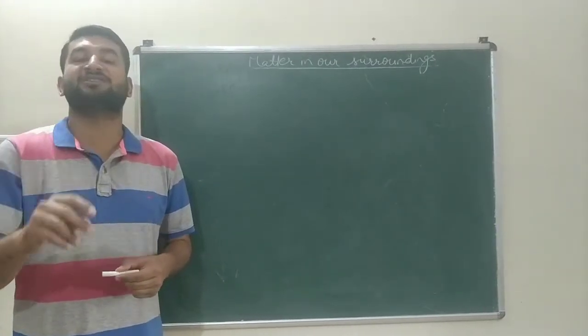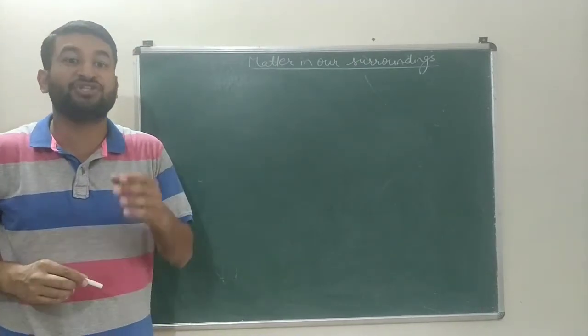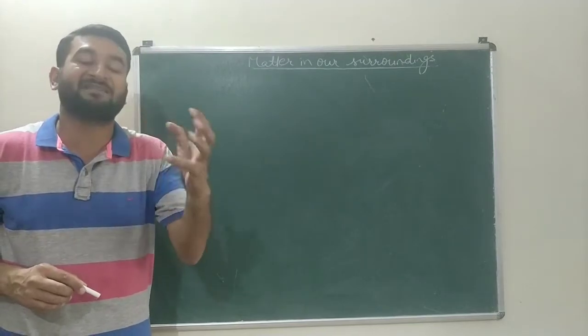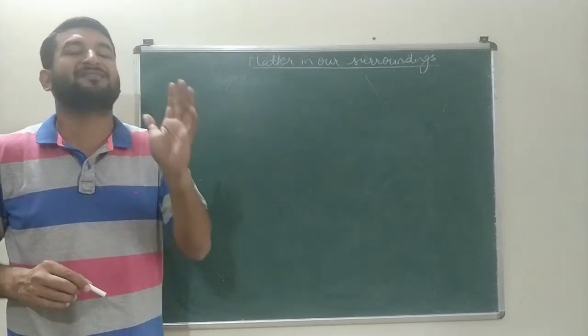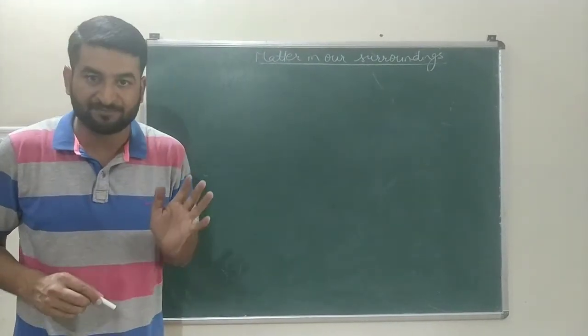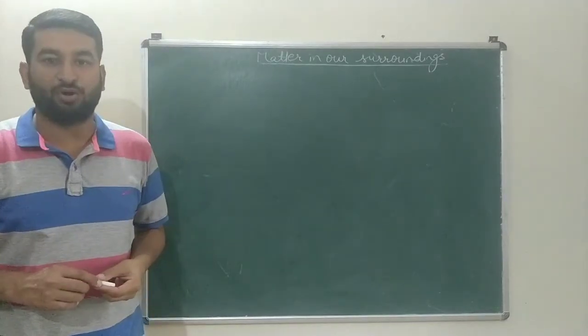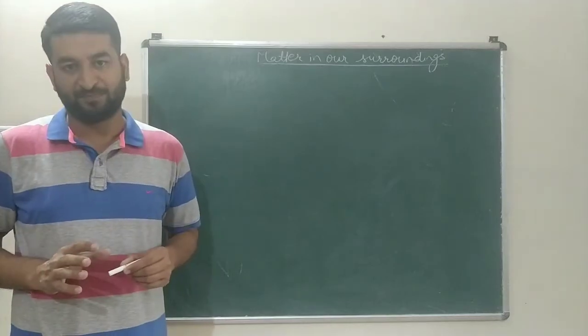So the two conditions necessary for something to be matter: that thing, that object, that substance must have a fixed mass, and the second is it must occupy a space. It must have a certain volume.